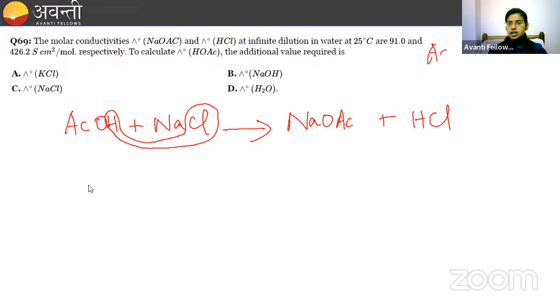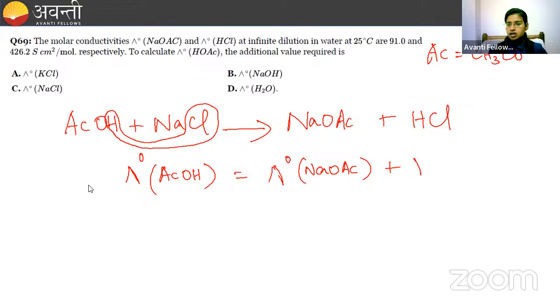Ac is nothing but CH3CO. Now, to find out the lambda naught of this HOAc, what is required? Lambda naught of AcOH or HOAc will be equal to the lambda naught of NaOAc plus the lambda naught of HCl, and I have to take this NaCl to the other side. It is minus lambda naught of NaCl. So the additional value which is required is the molar conductivity of NaCl, in which option C is the correct answer for this question.